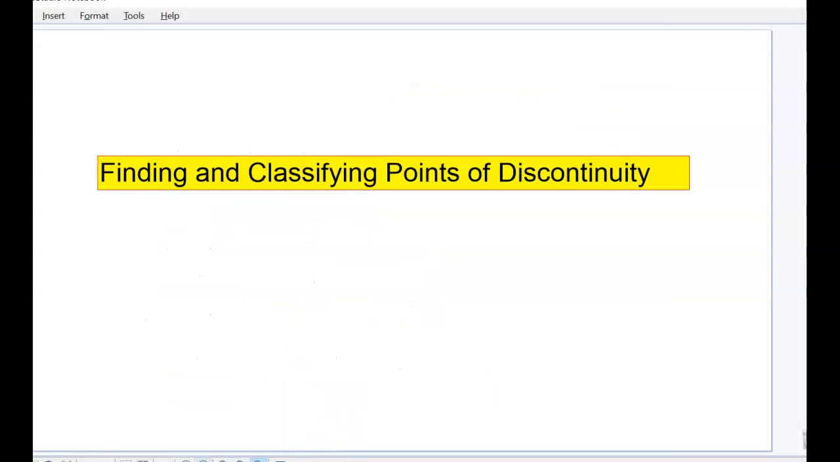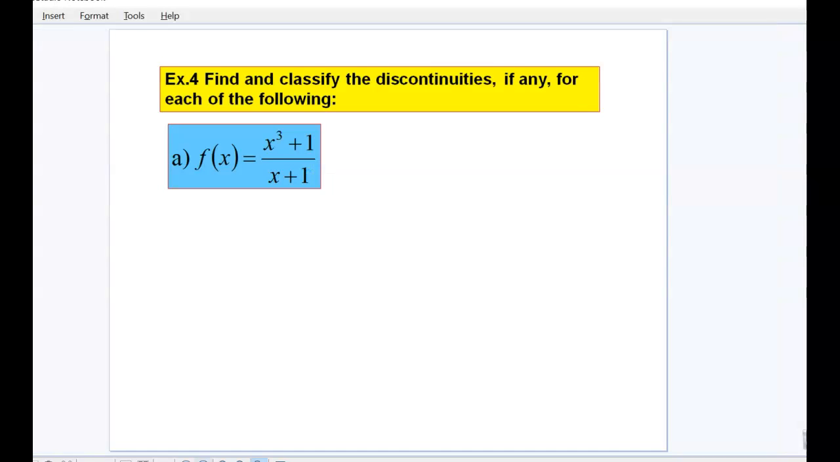Okay, let's take a look at how we find and classify points of discontinuity. So in these examples, we're going to have to figure out where the discontinuities are, and then classify them and verify why they are the discontinuities that we say they are. So first of all, I have a restriction, and that's going to be our starting point here. X cannot be negative 1. If I was to plug negative 1 into my function, I'd get 0 over 0, so it's indeterminate.